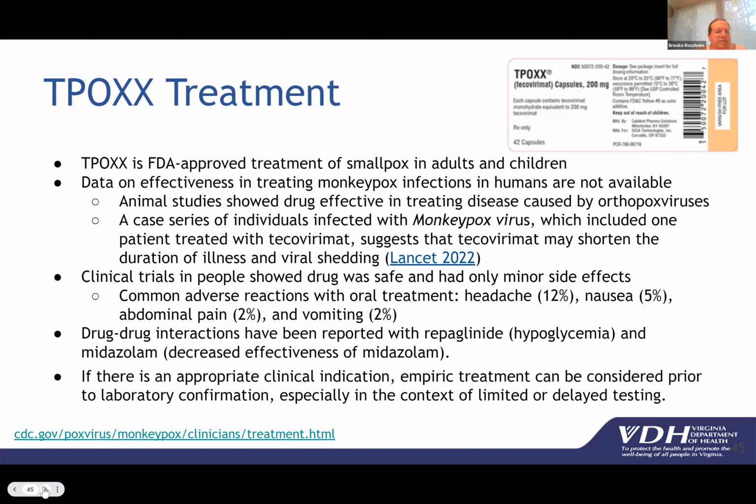And one thing to note is, if there is an appropriate clinical indication, empiric treatment with TPOXX can be considered prior to lab confirmation of monkeypox, especially in the context of limited testing or if the testing is really going to be delayed. Next slide.